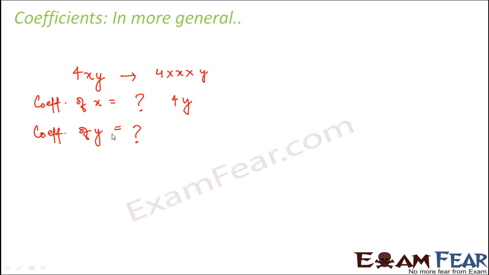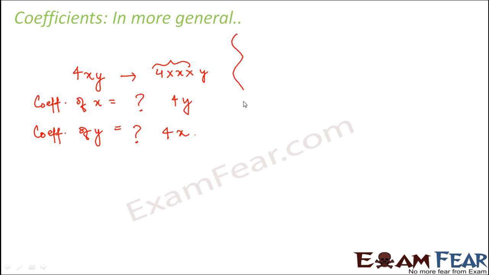Similarly, if I ask you the coefficient of y, it is everything other than y, that is 4x. So in these two examples, you see that the coefficient involves not only numbers but also variables. This is a more general definition of coefficients, because when coefficients were introduced, they were thought to be only numeric in nature. But later it was found that we often come across terms which involve multiple variables. In those cases, coefficients also include variables.